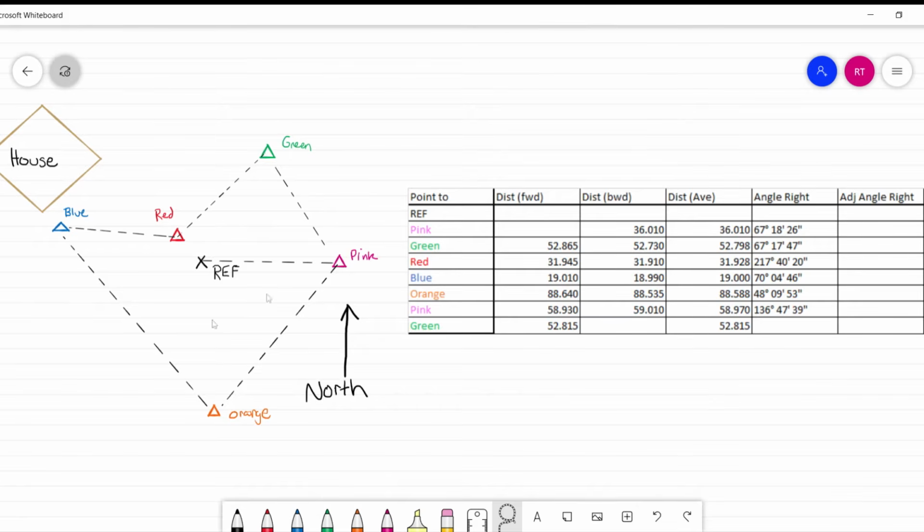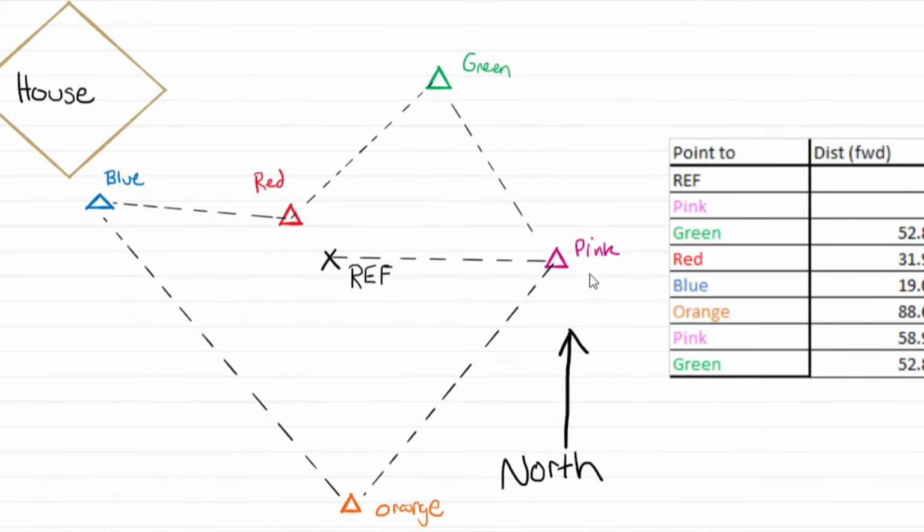I'm going to direct our attention to the computer so we can see all of the data that we collected. Right here we have a sketch of our work, and here are all the numbers that we measured in the field. If you recall, we initially set up on pink, we then back-sighted the reference point and fore-sighted green. Then we set up on green, back-sighted pink, fore-sighted red, then set up on red, back-sighted green, fore-sighted blue, set up on blue, back-sighted red, and fore-sighted orange, set up on orange, back-sighted blue, fore-sighted pink, and finally set up on pink, back-sighted orange, and fore-sighted green.